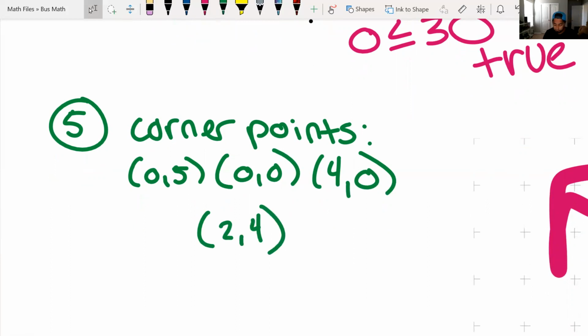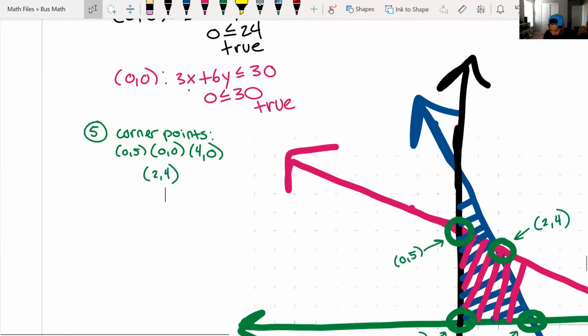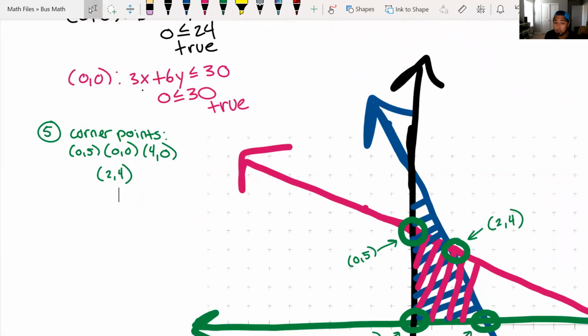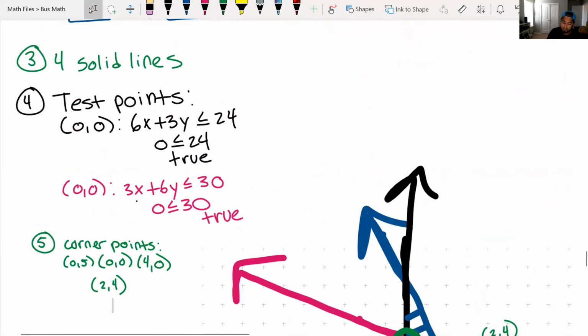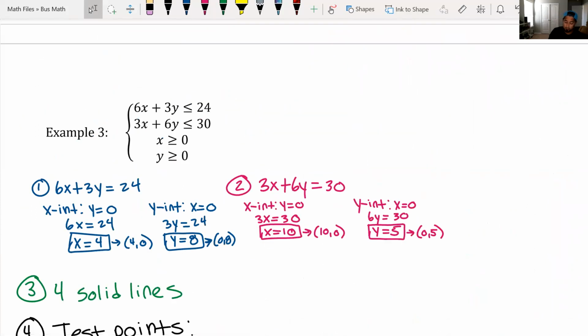So let's say that my graph is not all that accurate. Could this corner point actually be 2, 4? The only way to verify that that corner point is actually 2, 4 is to take these two equations and solve them by elimination method. So that's what we're going to do. A little more work, I know, but I need to make sure that point is 2, 4.